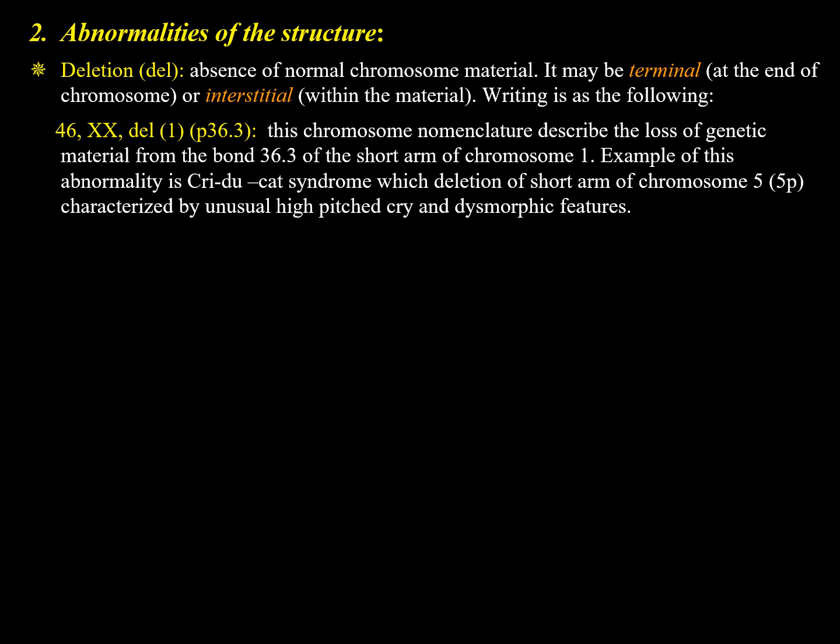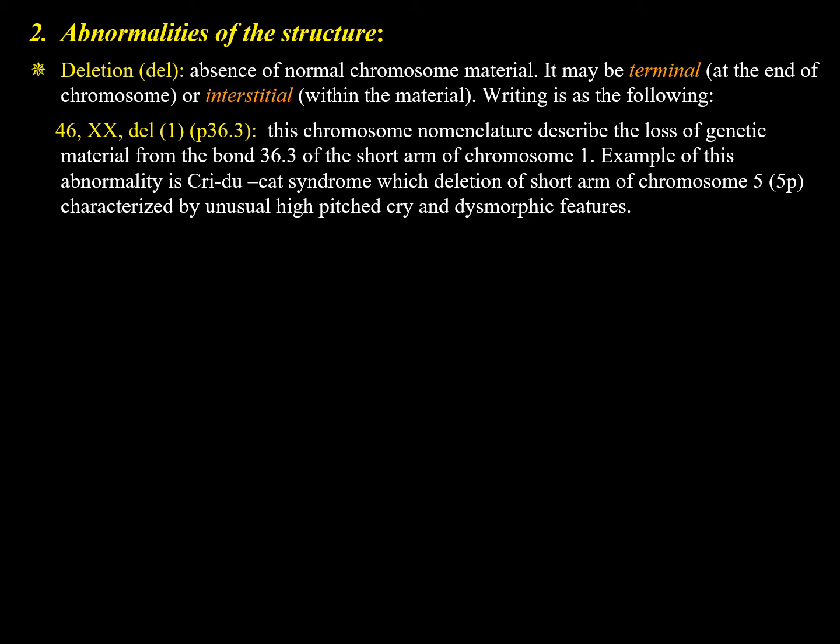Example, 46XX, del 1 p36.3. This is how to read the chromosomal abnormality, which means 46 XX, she's a girl. There is deletion in chromosome number 1, at the band 36.3.